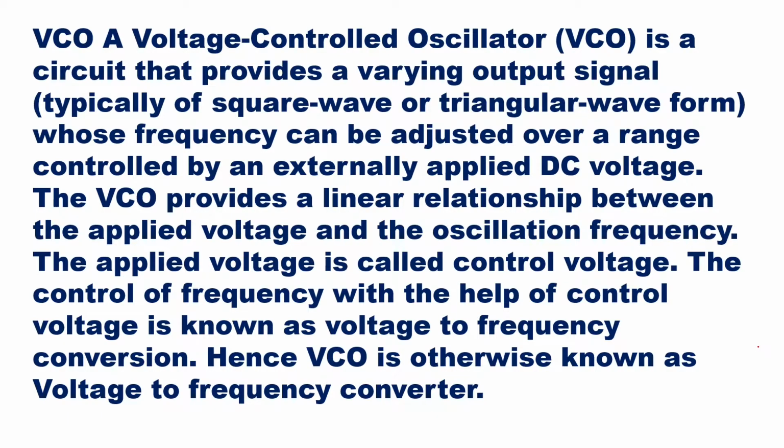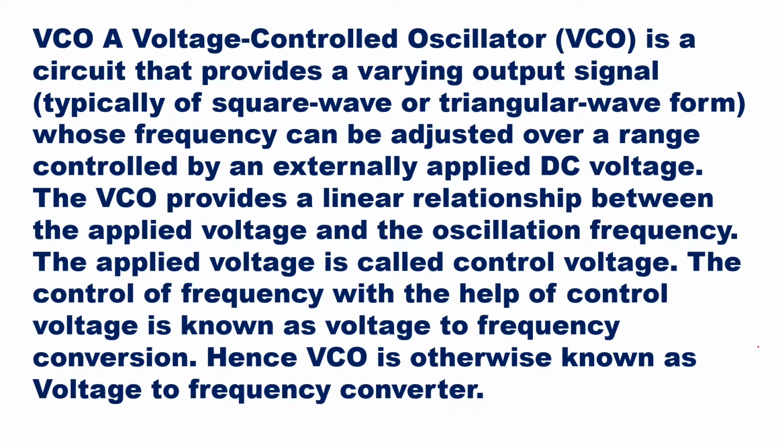So here, if you go to the detailed explanation of what is VCO or voltage to frequency converter, it says that VCO is a circuit that provides a varying output signal. That output signal can be a square wave or a triangular waveform, whose frequency can be adjusted over a range controlled by an externally applied DC voltage. So depending upon what DC voltage you apply to this circuit, its output frequency will be decided. The VCO provides a linear relationship between the applied voltage and the oscillation frequency.